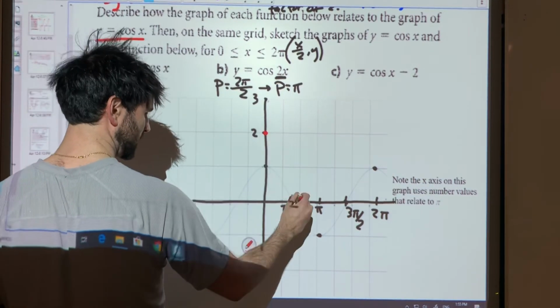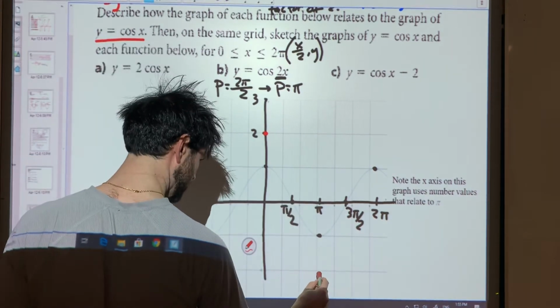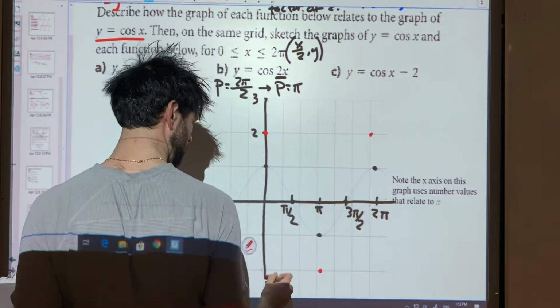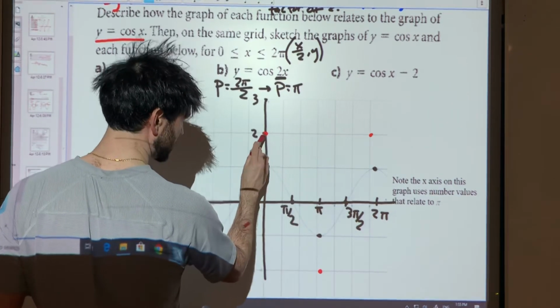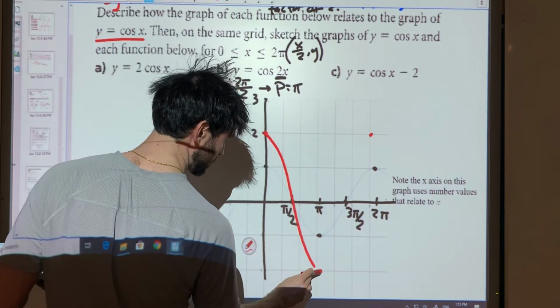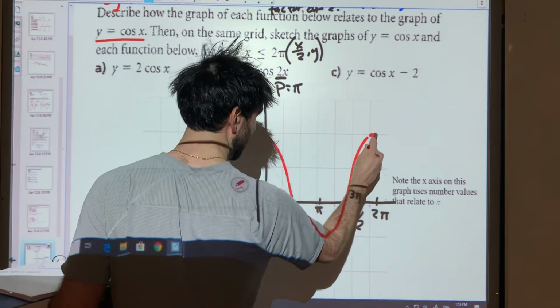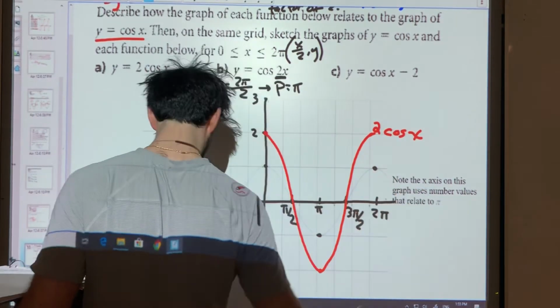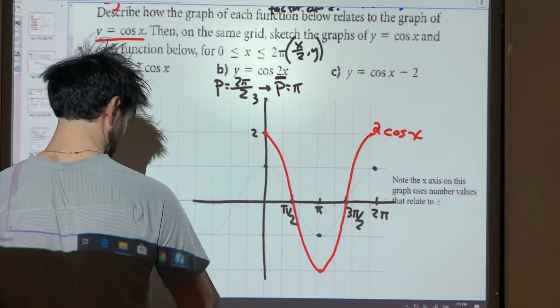So this one goes up to here, this one stays there, this one goes down to -2, and this one goes up to 2. And we're going to pass through those x-intercepts. They are not going to change. So here we go, and there is cos, or 2 cos x. Beautiful. The next one is this one here.